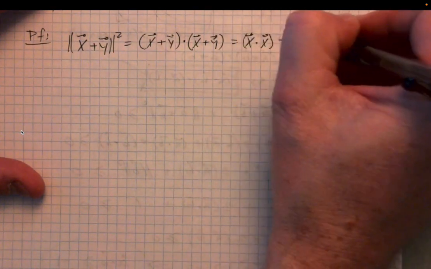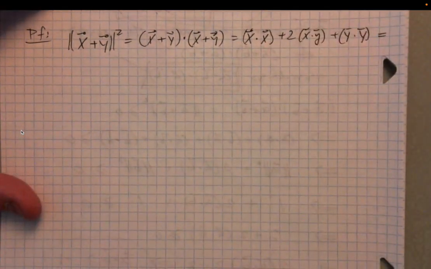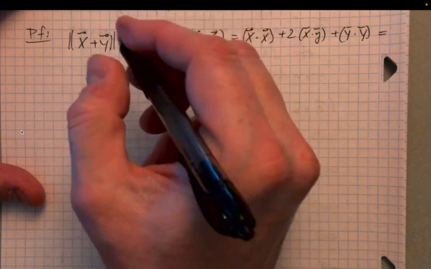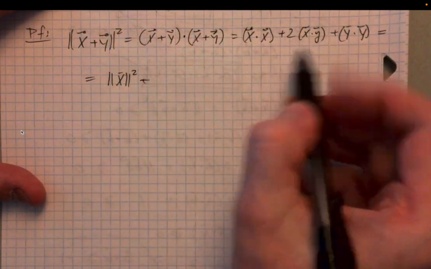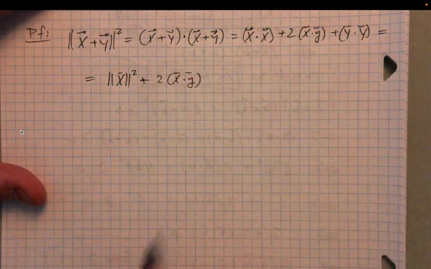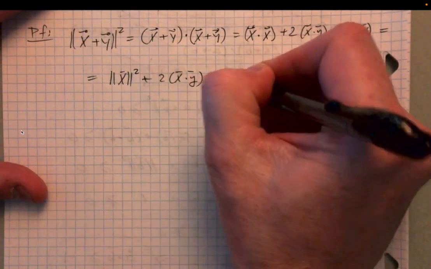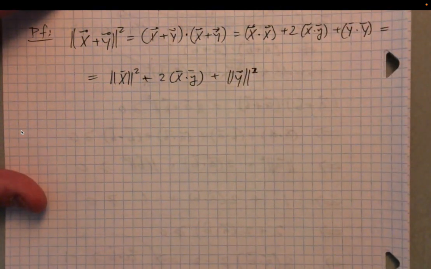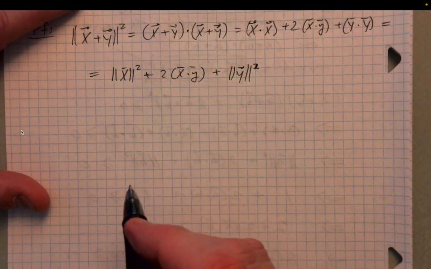These are all vectors. We know that x dot x is the same as the norm of x squared, and this is still plus 2 times x dot y. And then, on the other side, y dot y is the same as the norm of y squared.